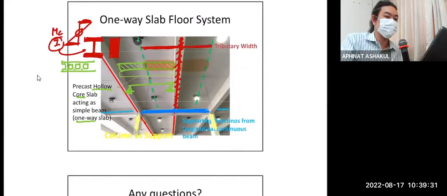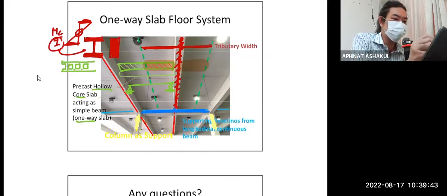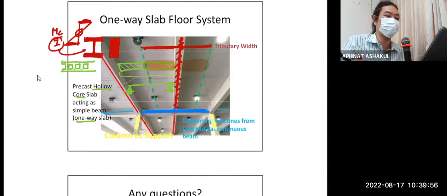Okay. This is the system that we call the one-way slab. The one-way slab is generally the system where the weight of the floor travels in one direction, just like this. So you can see we have the floor system that in this picture, half the weight goes to the beam on the left, and then half of the weight goes to the beam on the right. So it's the system that we call one-way slab.